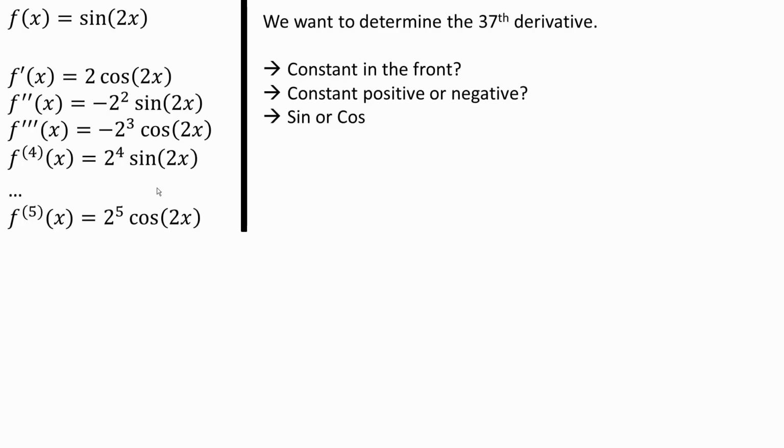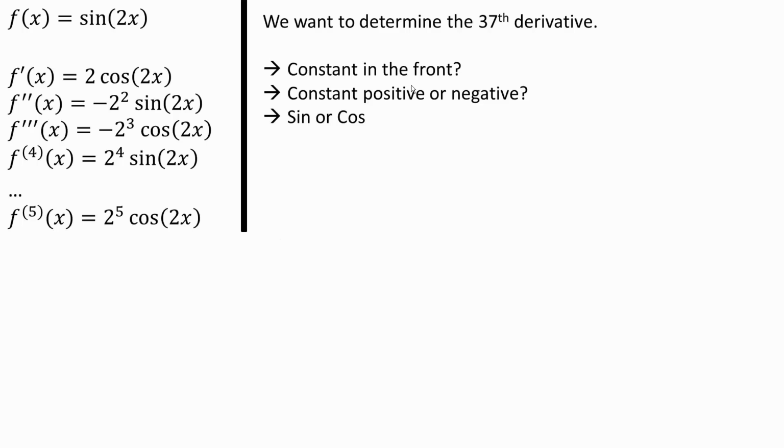And let's just do it one more time to make sure we see a pattern, because here we had sine 2x and here we have sine 2x. The derivative of sine would give us cosine, and then again we do the chain rule, and that's why this becomes 2 raised to the fifth.